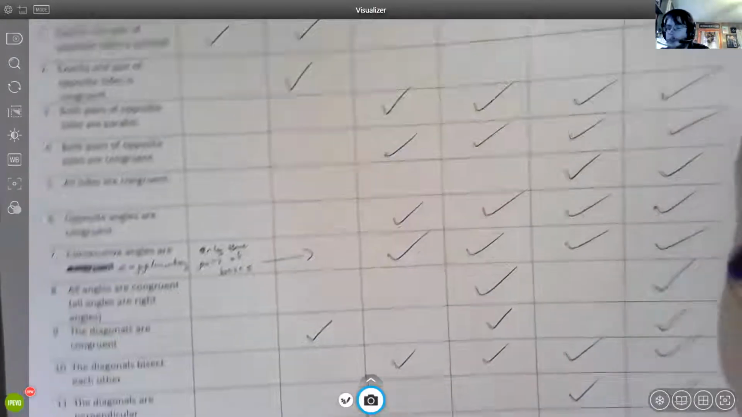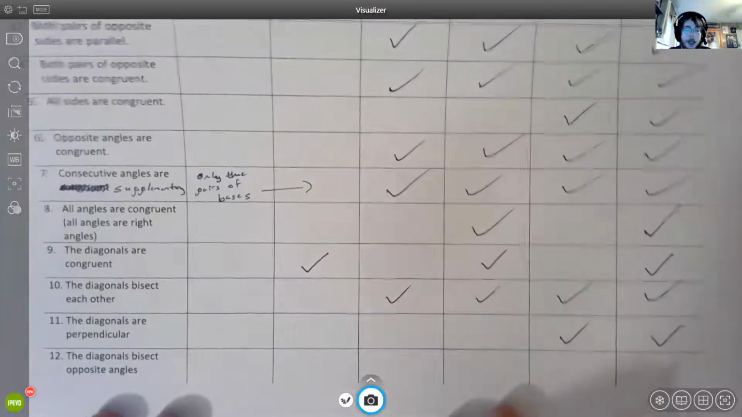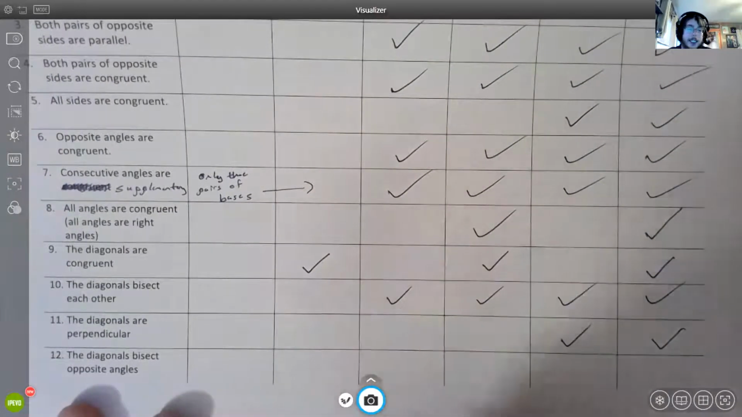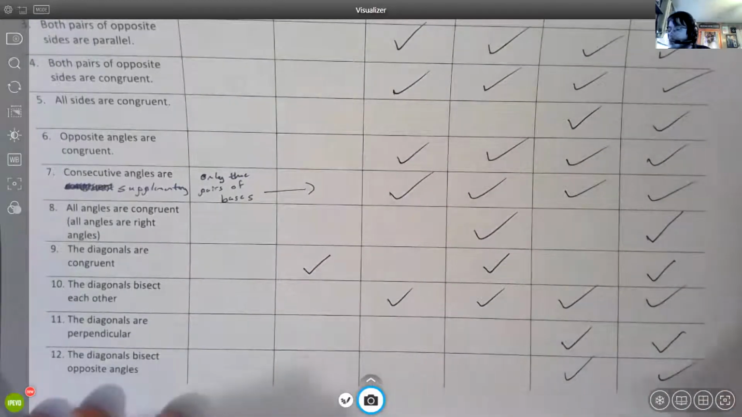And our last property here, number 12, the diagonals bisect opposite angles. Similarly, the only way that a diagonal can bisect the opposite angles is if all of the sides are congruent. So a rhombus and a square would have diagonals that bisect the opposite angles. Okay.